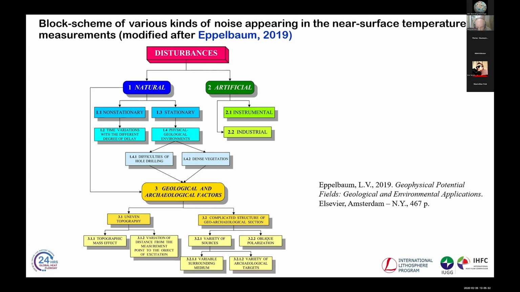If we observe an object on the inclined surface, we have different points to the left and right due to the different inclination of the terrain relief. We also have the complex structure of the geoarchaeological section, the variety of sources, oblique polarization. Oblique polarization is the analogy of the magnetic magnetization, variable surrounding medium, and variety of the sources.